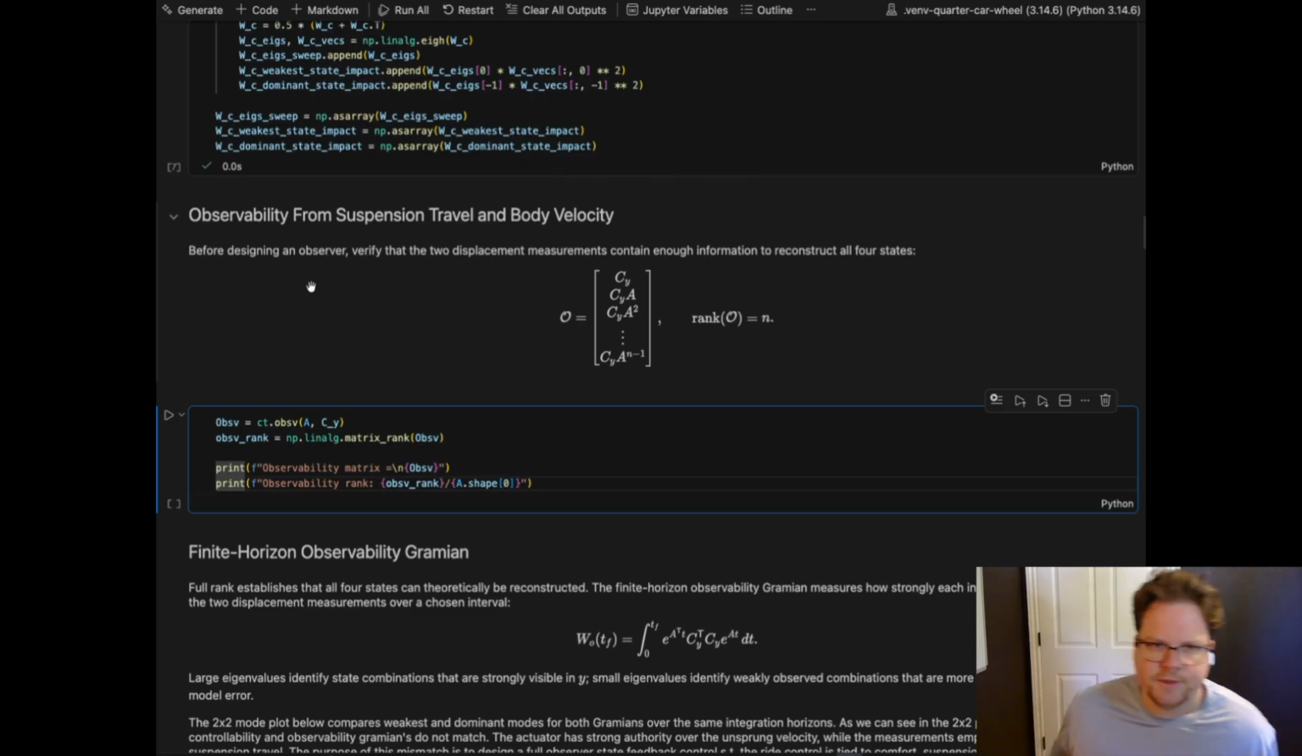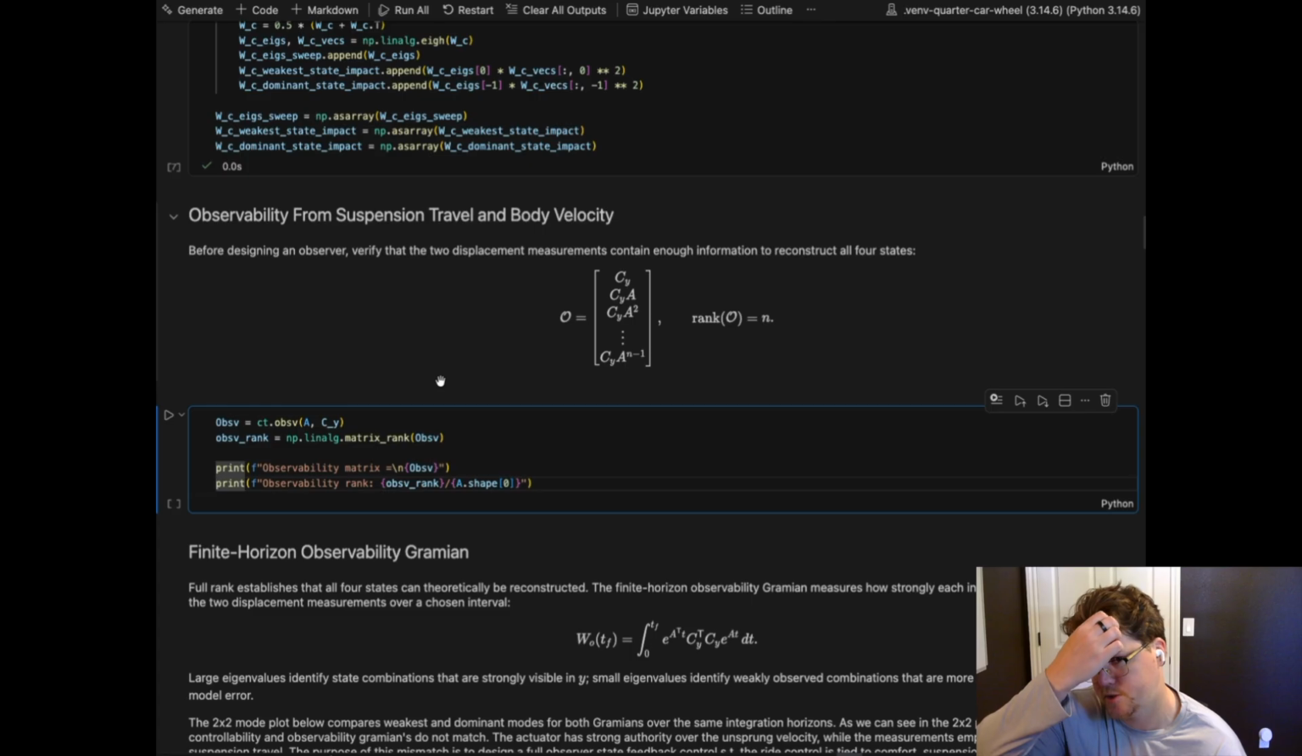So let's look at the observability now, from the suspension travel and the body velocity. This part's a little bit different. Whereas in the cart pole example I was just looking at the raw displacement of the state variables, the pendulum angle and the cart position, this one I'm making a little bit more interesting. We're looking at the suspension travel as a function of the difference between the body and the wheel in the perturbed coordinate system, and then we're taking the velocity component of the body. Those are going to tie more nicely into the H infinity state feedback, which will happen next.